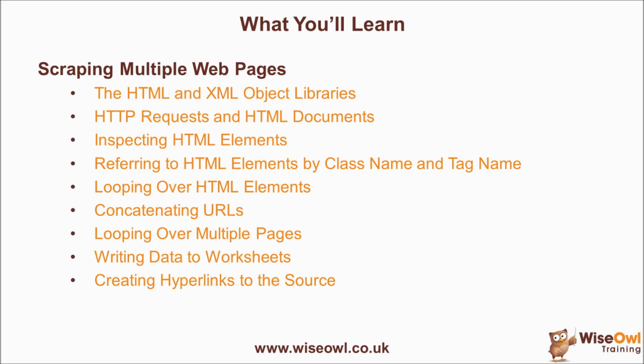And then we'll talk about writing code to refer to those HTML elements, either by class name or by tag name. We'll then look at a couple of techniques that allow you to loop over those collections of HTML elements before we finally start concatenating URLs and looping over multiple pages. The final part of the video is going to cover how you can write out the useful data to some worksheets in Excel, which is really the scraping part of web scraping.